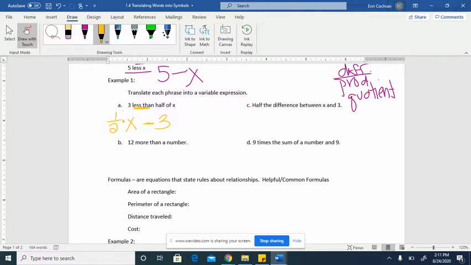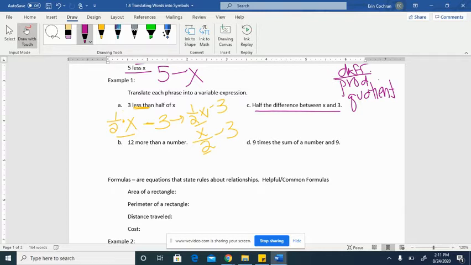We could write that as just 1/2 x. We don't need to show the multiplication, minus 3. Or you can write it as x over 2 minus 3. So any way you write 1/2 x, all 3 of these represent the exact same thing. Okay. All right, C, half the difference between x and 3.